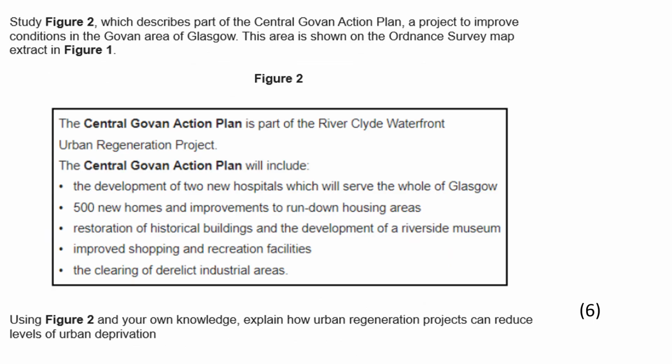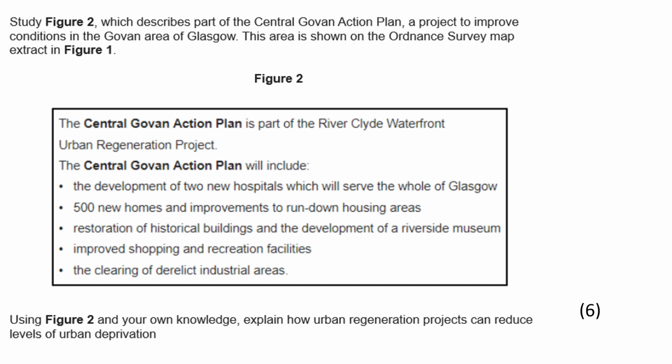Okay, moving on. Study figure 2, which describes part of the Central Govan Action Plan, a project to improve conditions in the Govan area of Glasgow. This area is shown on the Ordnance Survey map extract in figure 1. So we were just looking at that actually, that area of Govan. Let's have a look at the plan.